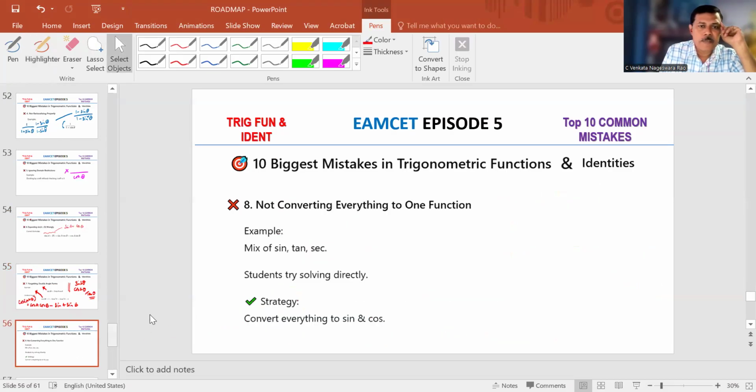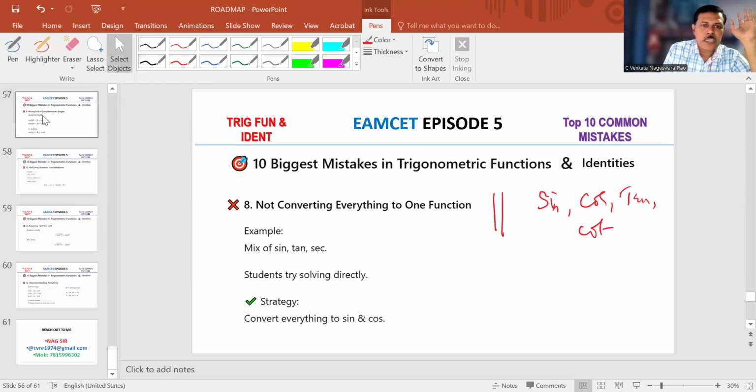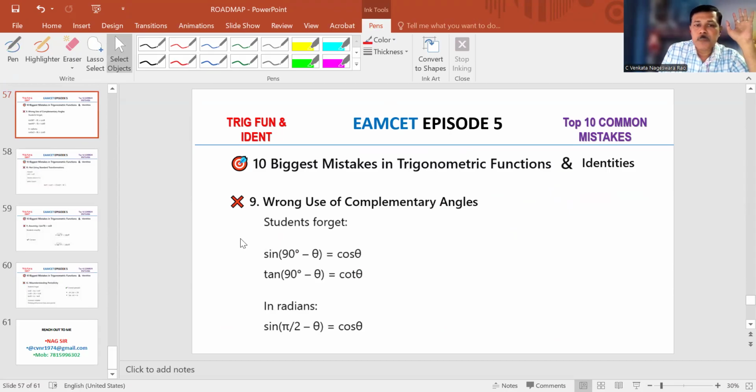Very importantly, now let us see the other common mistake. I don't say this is a mistake, but this is a requirement. When you see a problem mixed with sine, cos, tan, and cot, convert everything into sine and cos first. Then it will be easy for you. If you directly try to attempt it, you'll end up making mistakes.